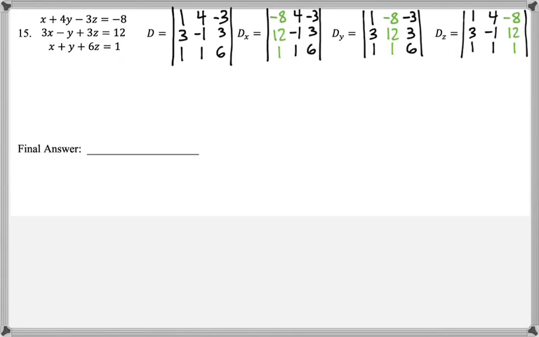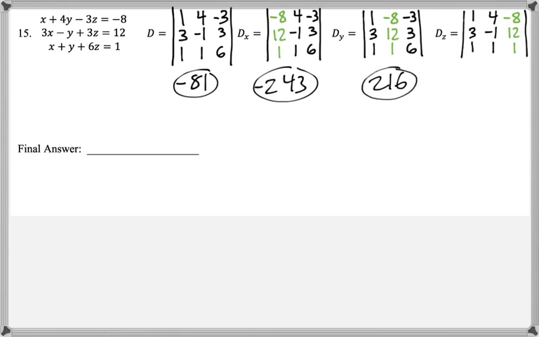So we can find these four determinants on the calculator, and we should find that D is equal to negative 81, Dx is equal to negative 243, Dy is 216, and Dz is negative 9.